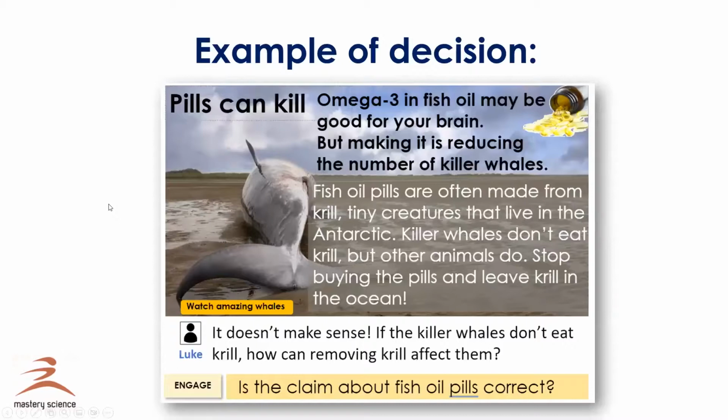This is an example of a decision. We've used this in our feeding relationship lesson. We're giving students a real world issue to solve. This could be in terms of health, or in this case, it's the environment. The question we're asking them is: is producing fish oil pills from krill harming killer whales? In order for the students to answer that question, they have to understand food webs and how killer whales are linked to krill. It gives them the motivation to learn about food webs so they can understand this concept and answer the question.